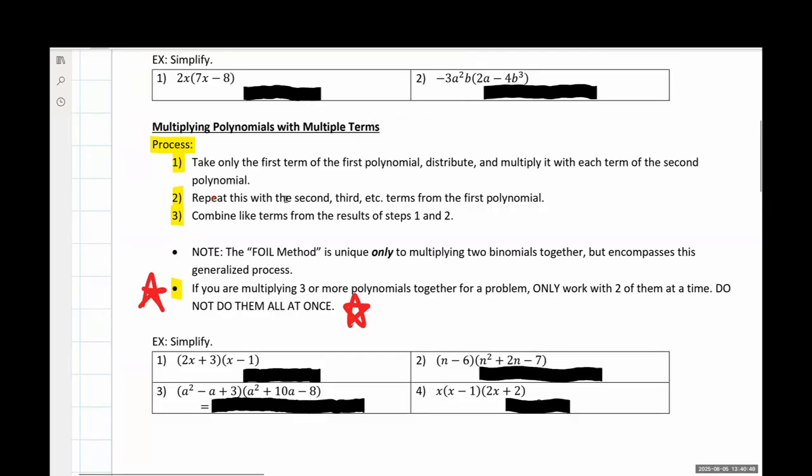We're then going to repeat this with the second term in the first polynomial and distribute that through. We're then going to repeat that with the third term in the first polynomial and distribute that through. And we're going to do this as many times as we need to until everything in the first polynomial is completely distributed to everything in the second polynomial. Once we've done that, we are going to actually multiply things together, and then we're going to combine like terms from all the results that we get from steps 1 and 2, however many times we need to do that.